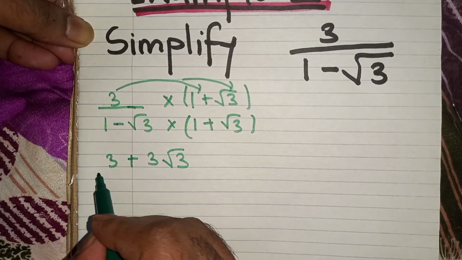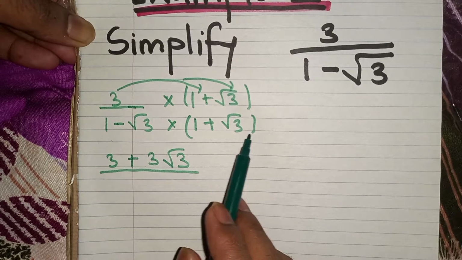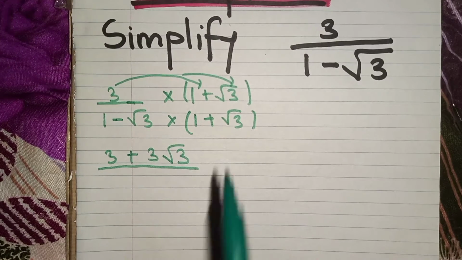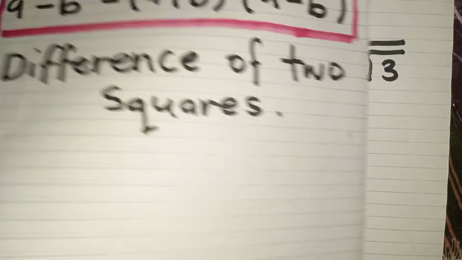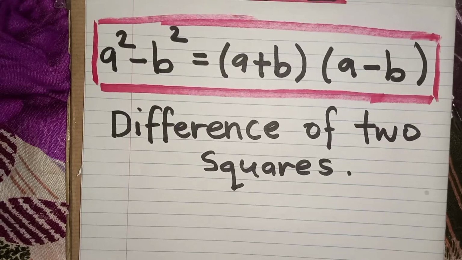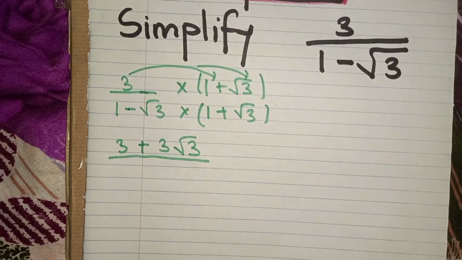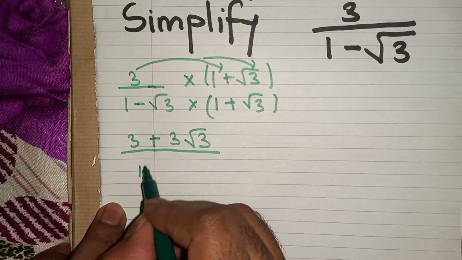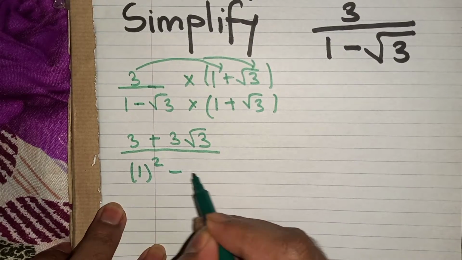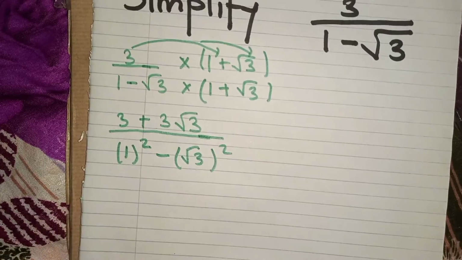Okay, again the denominator part we have a plus b times a minus b. So this is a rule we're going to use again here. A plus b times a minus b, that is known as the difference of two squares. So a squared minus b squared. So this will be 1 squared minus root 3 squared. Okay.